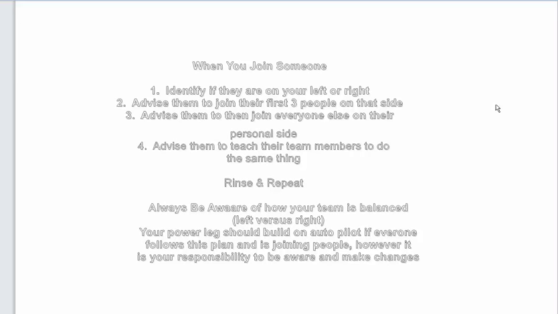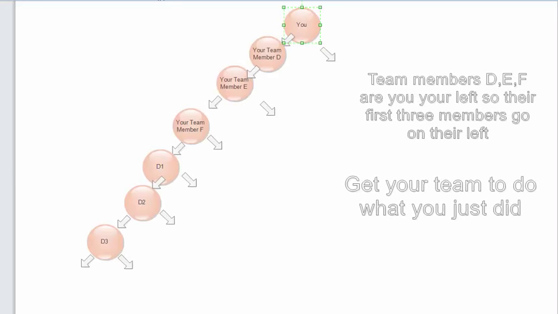And then this is a crucial part. Step 4, advise them to teach their team members to do exactly the same thing. This is a rinse and repeat system that will allow you the best opportunity for growth within your teams as possible. So be aware, you always need to be aware of your balance between your left and your right.